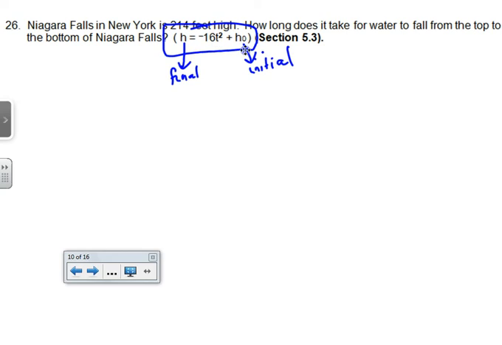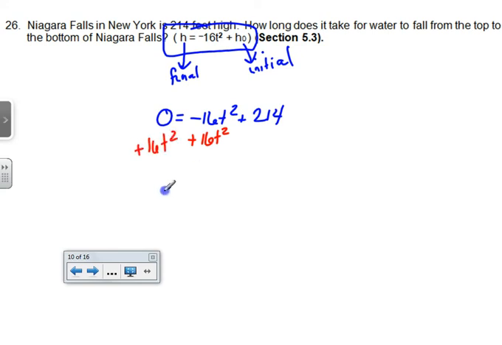So 214 feet high is the initial height, and they want to know how long it takes for it to fall to the bottom. So your final height is 0. You have negative 16 t squared plus the initial 214. Now at this point, you could either use your calculator, but I think it might be quicker actually to solve by hand. I'm just going to add the 16 t squared over here.